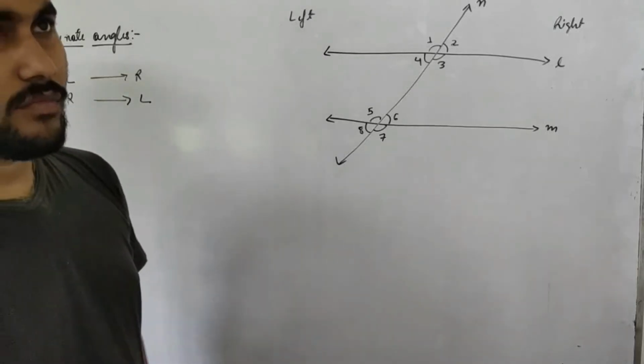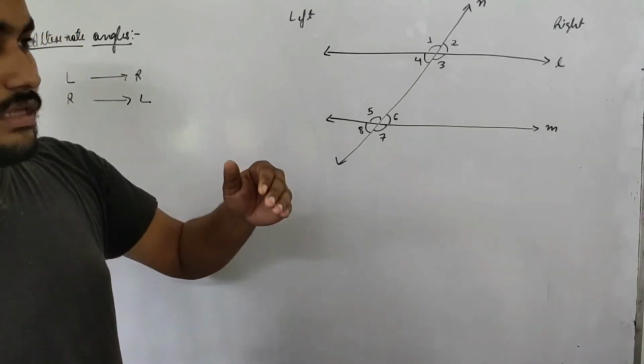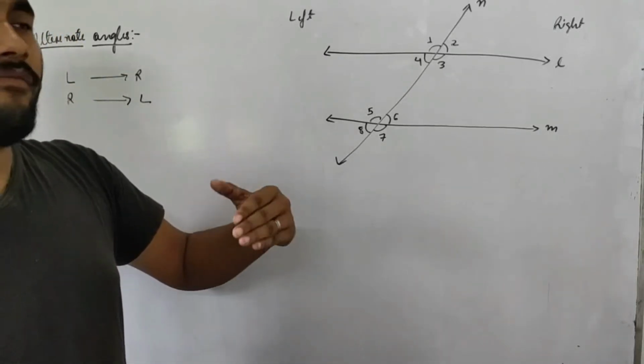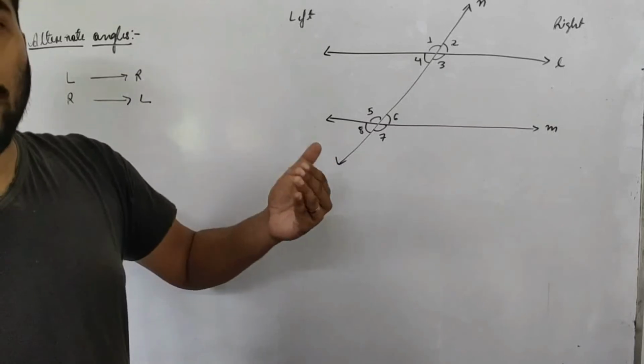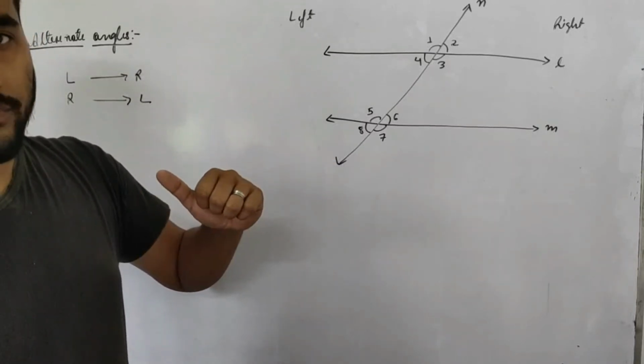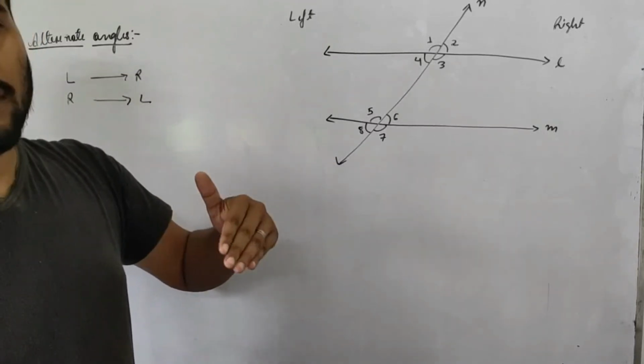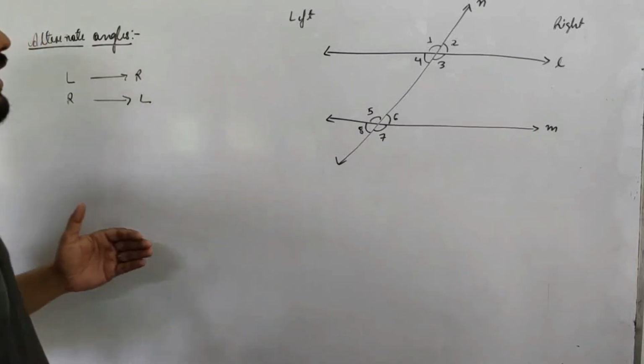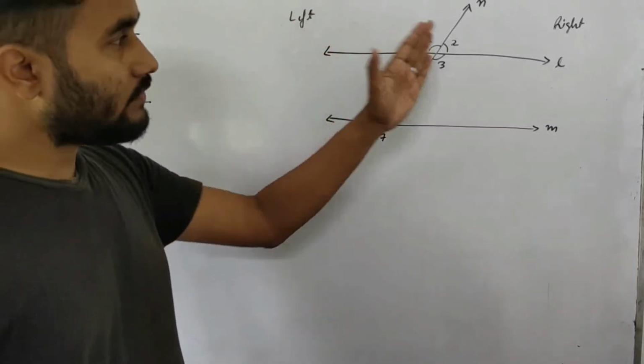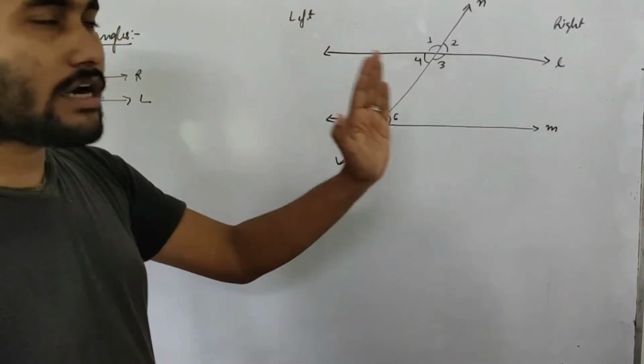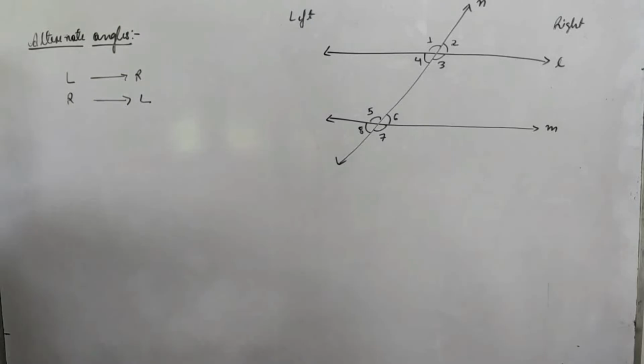Alternate means what? Alternate days. If I say Monday, then what will be the next alternate day? Wednesday, right? Tuesday will not be included. Okay, then after Wednesday, Friday. Like that. If one is on the left, then you cannot go left, you have to go right. Understand? Alternately.